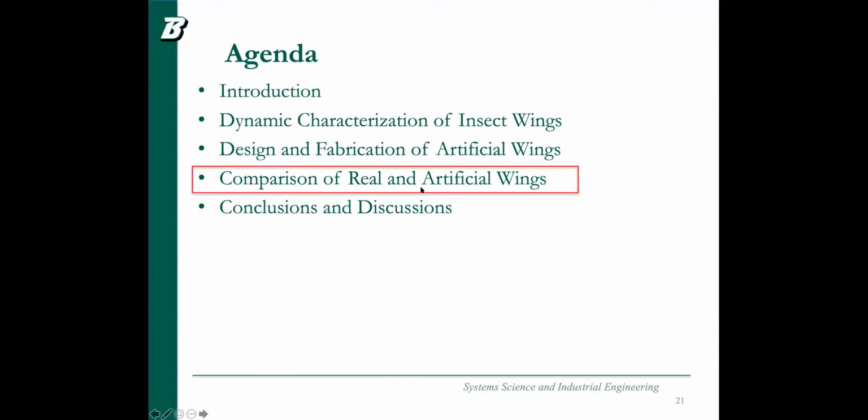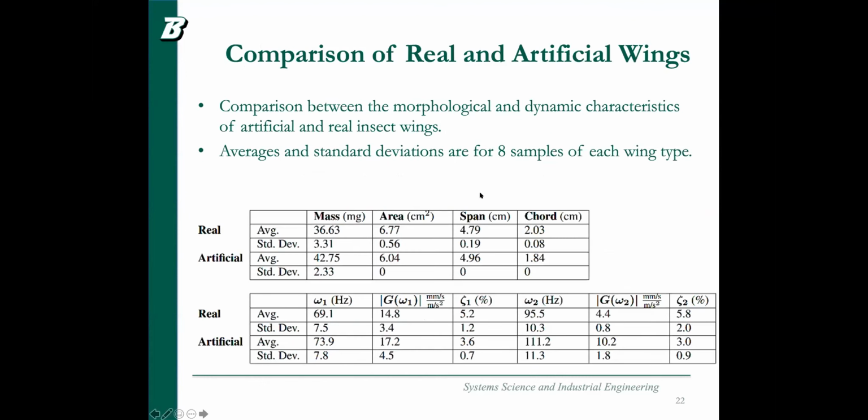So after we do the design and fabrication of the artificial wings, we finally compare the real and artificial wings to see any differences. So the comparison between the morphological and dynamic characteristics of the artificial and real wings is here. So as you can see, the mass and the area, span, chord.